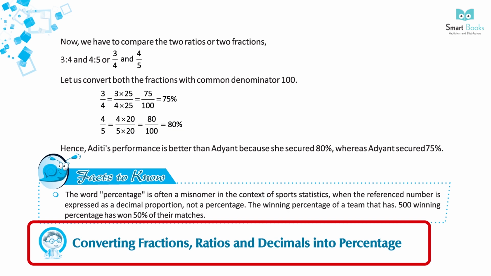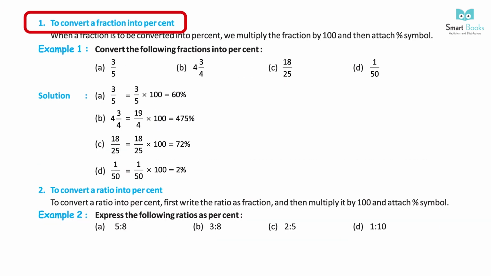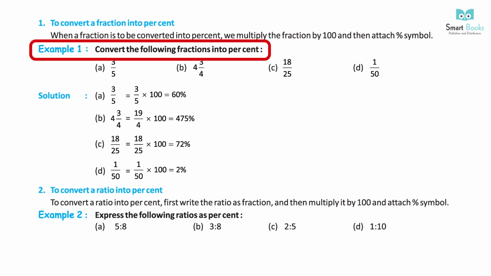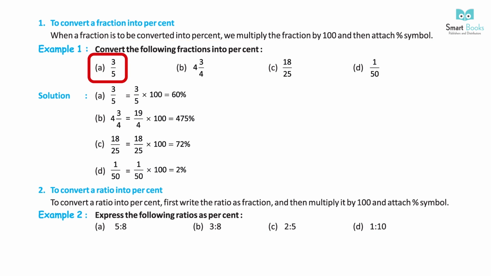Converting fractions, ratios and decimals into percentage. First, to convert a fraction into percent. When a fraction is to be converted into percent, we multiply the fraction by 100 and then attach the percent symbol. Example 1. Convert the following fractions into percent. A. 3 upon 5, B. 4 3 upon 4, C. 18 upon 25, D. 1 upon 50.